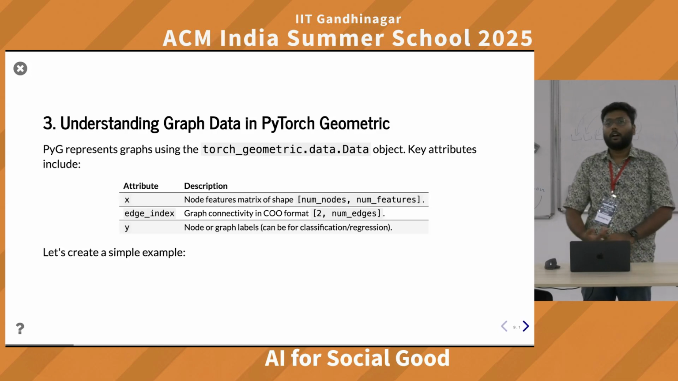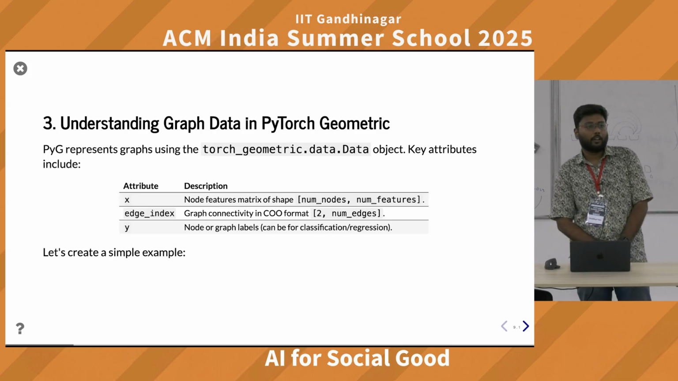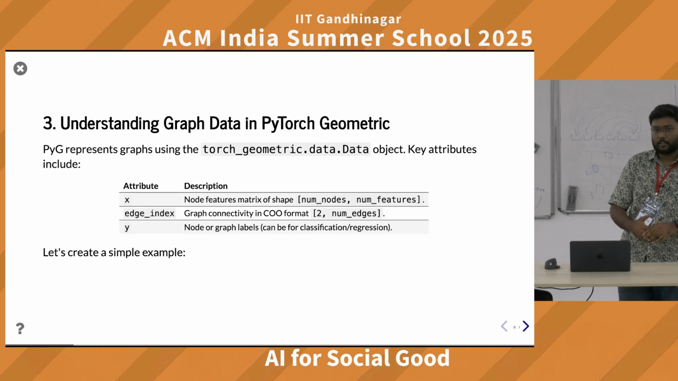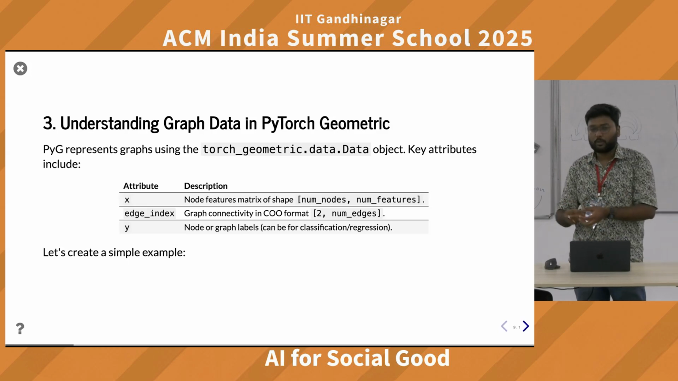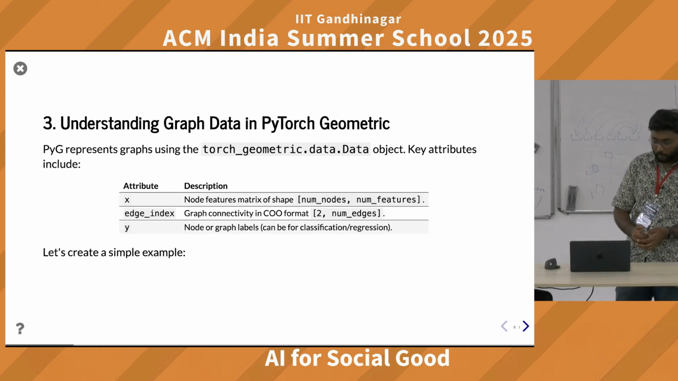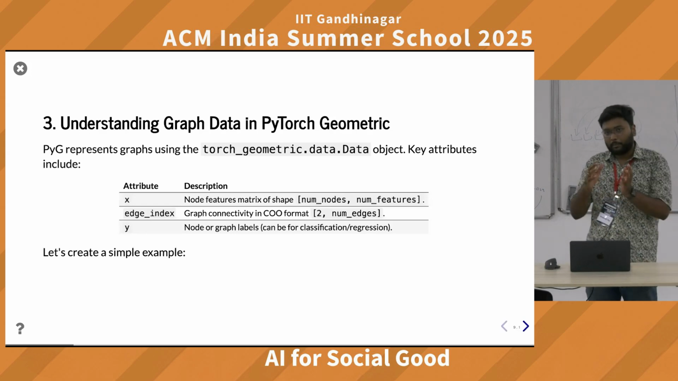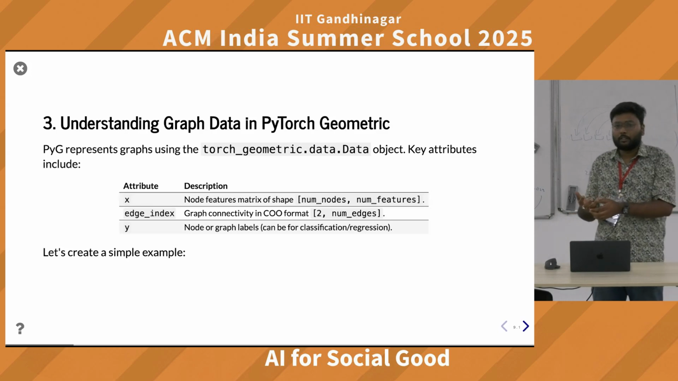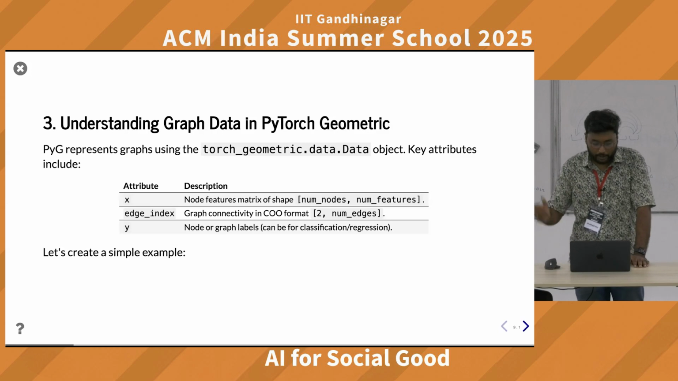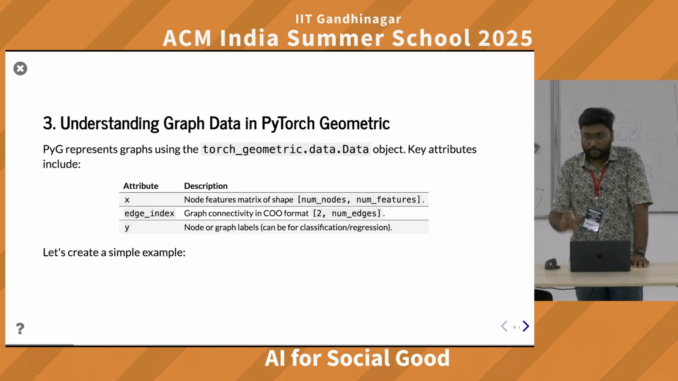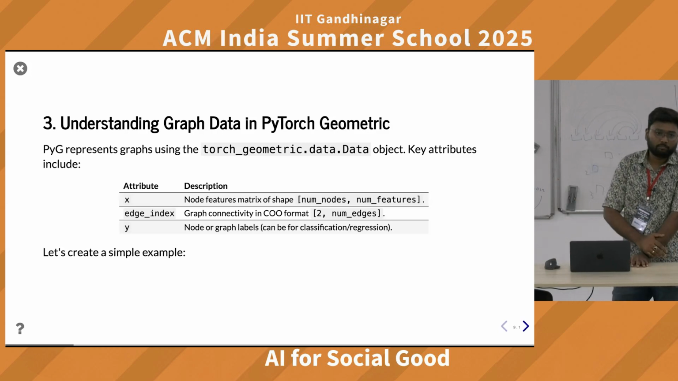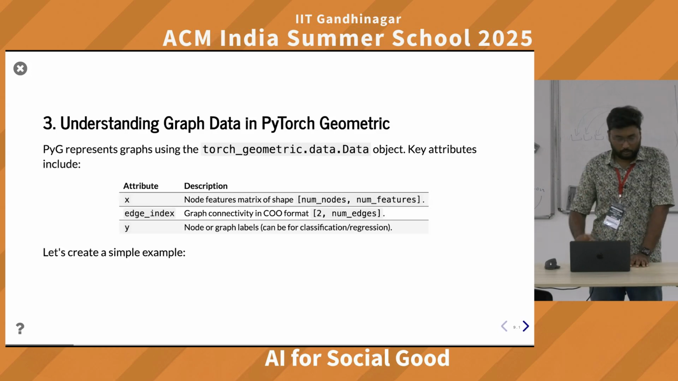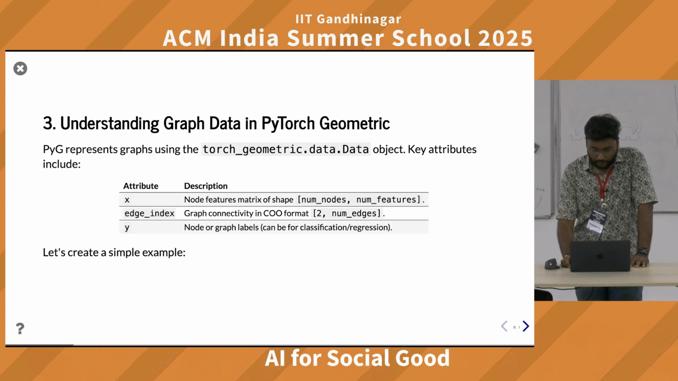Let's suppose you have a node-level task, like you want to classify nodes. Then the dimension of y will be the number of nodes, with a class for each. If it is a regression, it can be number of nodes comma number of targets, let's suppose it has multiple targets. If it's a graph-level task, then it will be just one value. Okay.